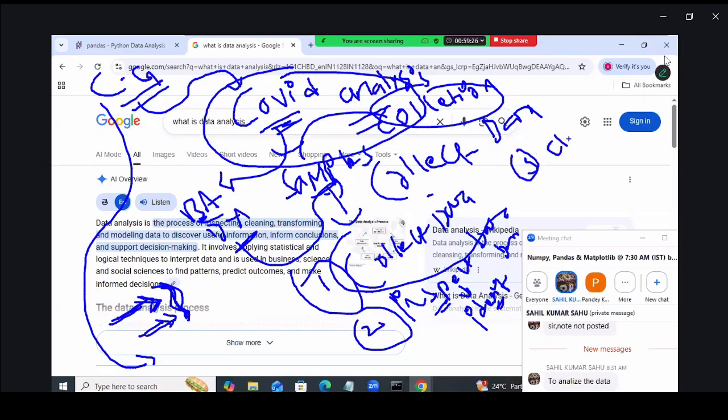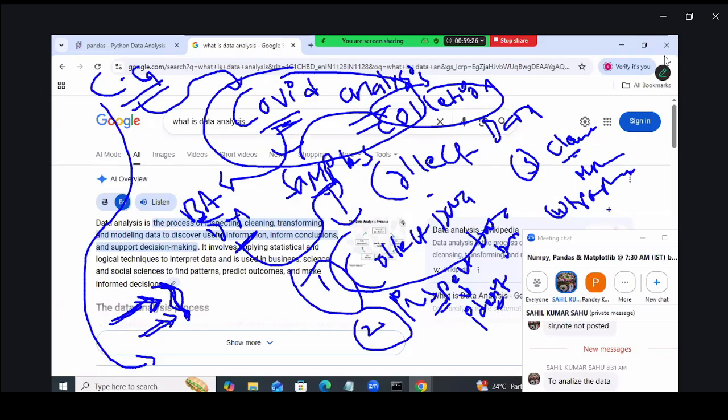The third one is cleaning data. That means you will try to identify some missing values, and those missing values you may replace or delete. That is nothing but data cleaning. And after that, you transform this data.